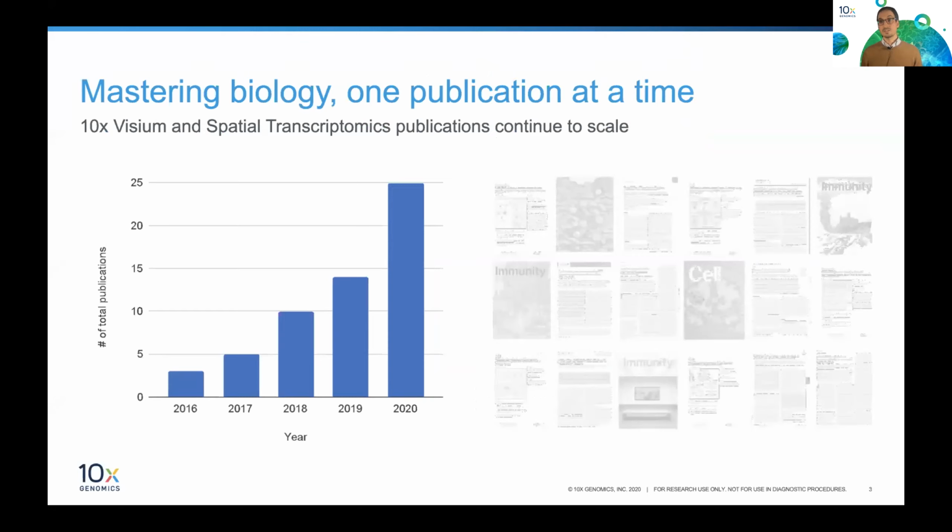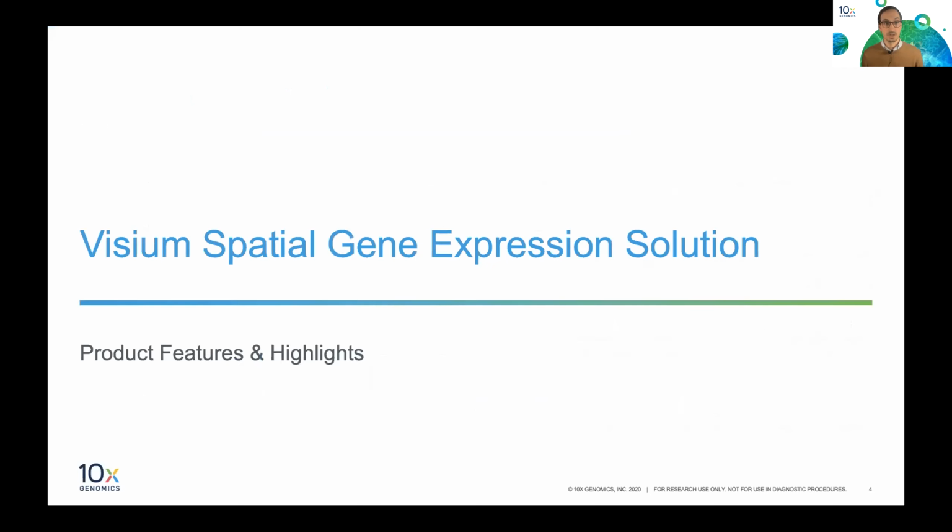At 10x, we see this as a great opportunity to help researchers make new findings based on our tools. So we have a single cell platform and also this spatial transcriptomics platform that I'm going to talk to you about today. The newest version was released in 2018, and already since then we see an increasing amount of publications for this.